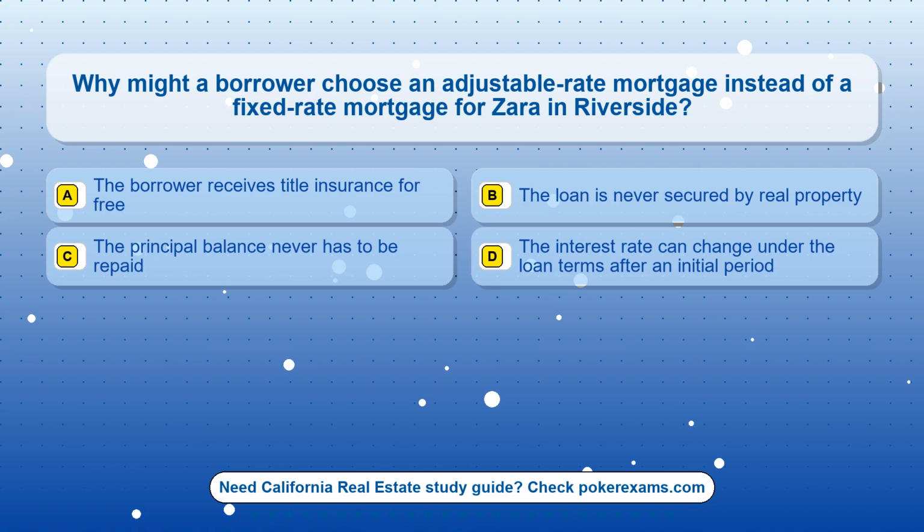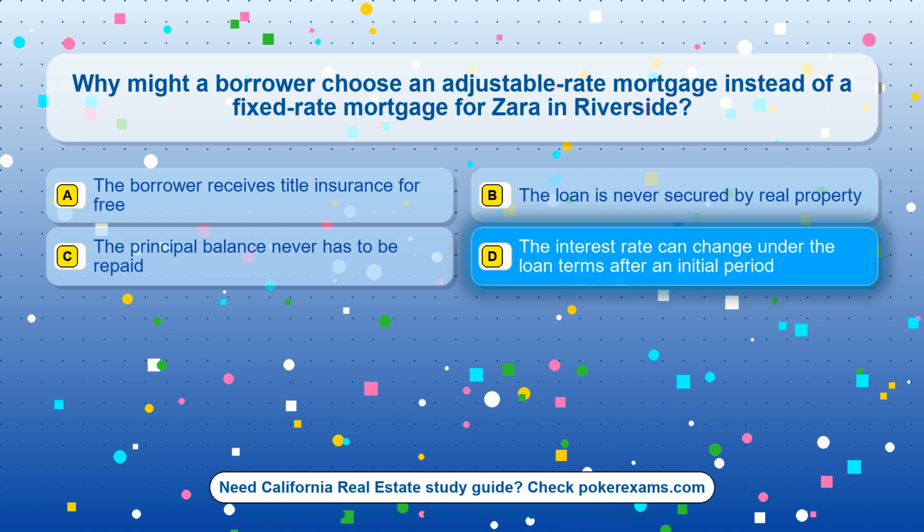Question 9. Why might a borrower choose an adjustable-rate mortgage instead of a fixed-rate mortgage for Zara in Riverside? Option A. The borrower receives title insurance for free. Option B. The loan is never secured by real property. Option C. The principal balance never has to be repaid. Option D. The interest rate can change under the loan terms after an initial period.